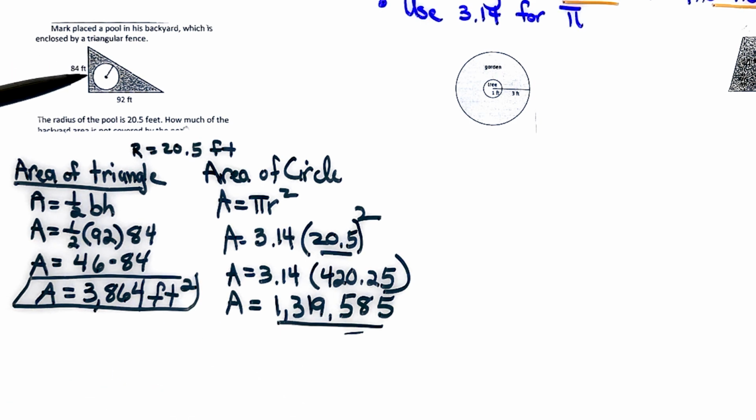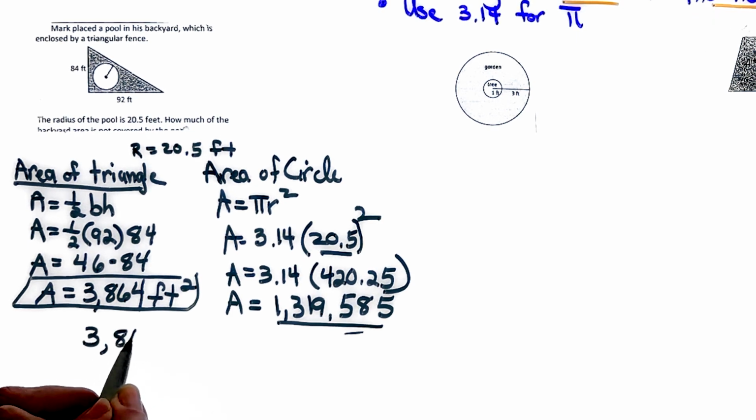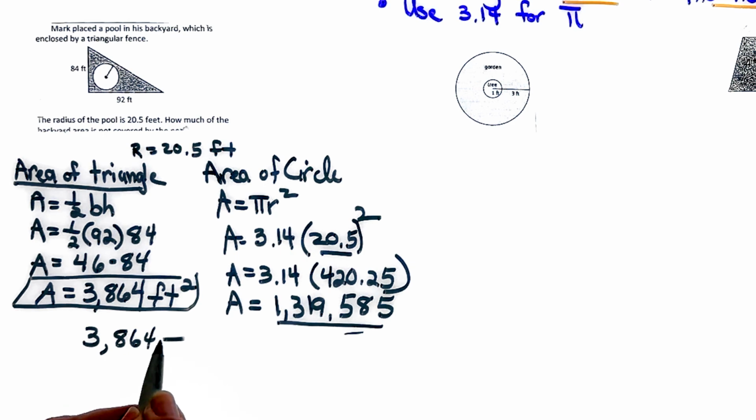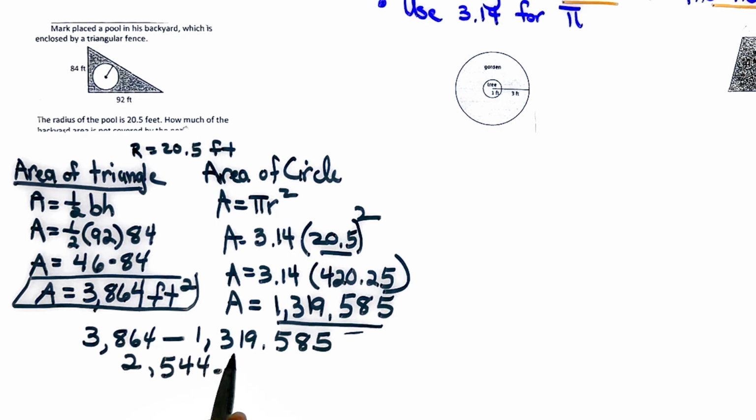Remember, we want the shaded area of the outside of the pool. So we just want the grassy area. So we know we have to take the big triangle, 3,864, and we will subtract away the area of the circle, 1,319.585. And when we do that subtraction problem, we get 2,544.415. And remember, it's feet squared, but now I'm going to round my answer to the nearest tenth.